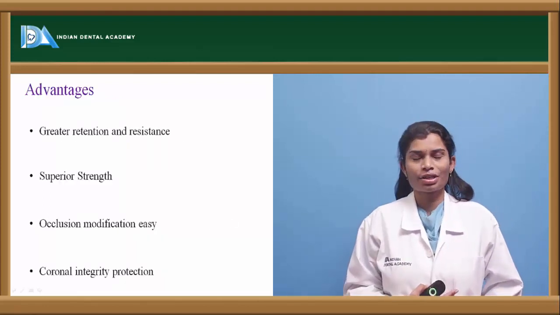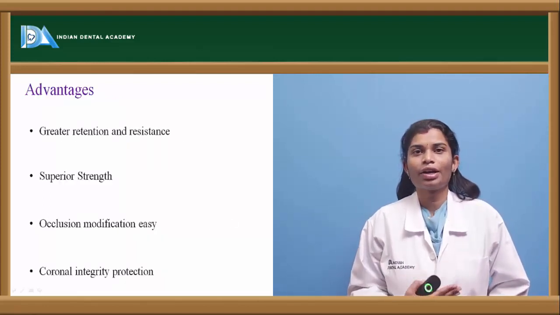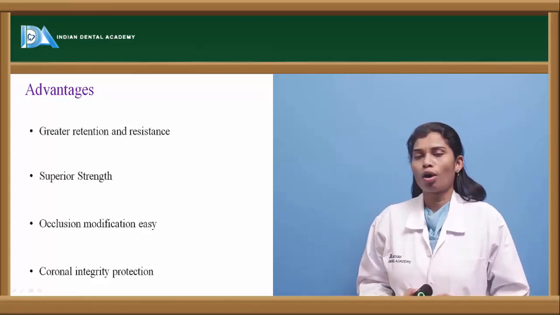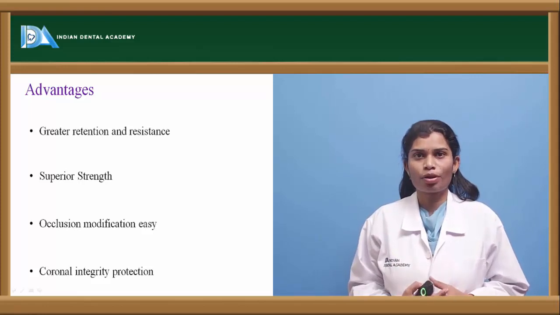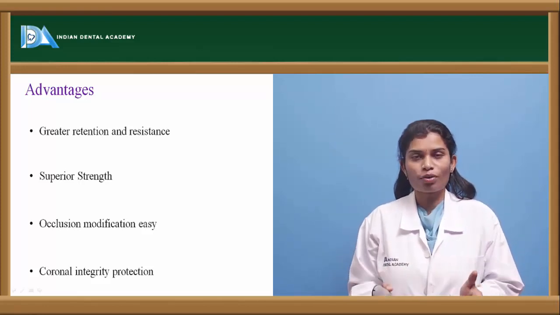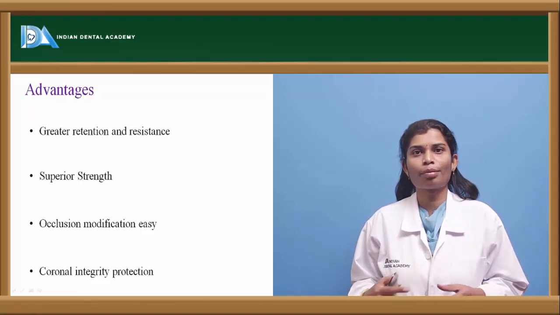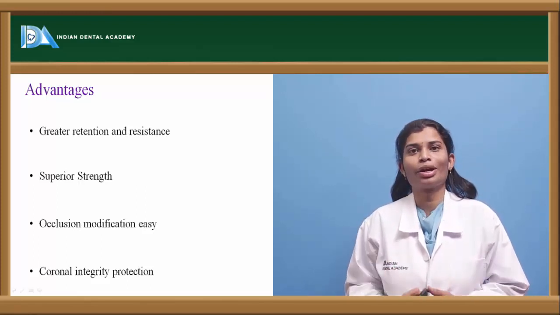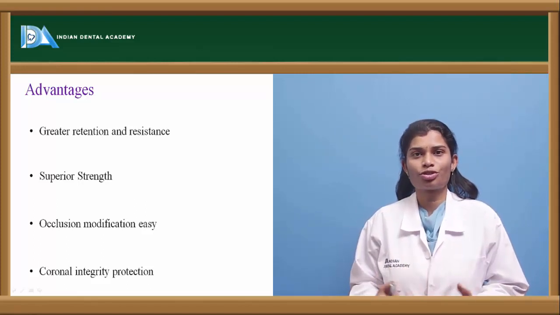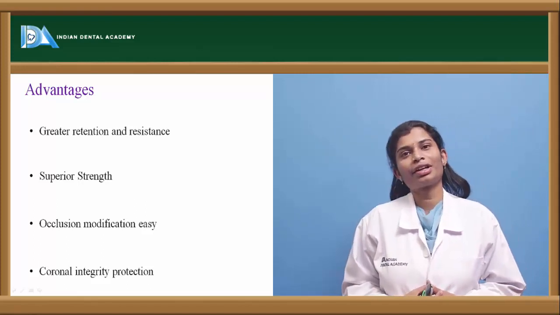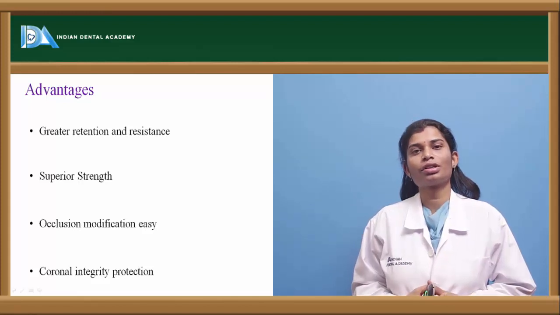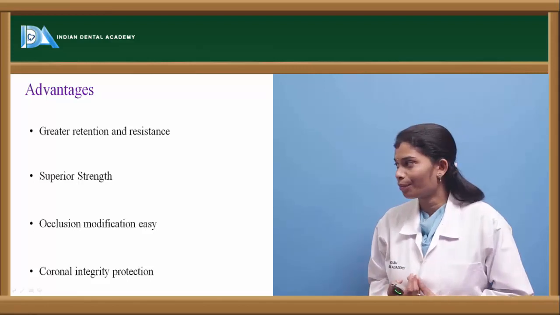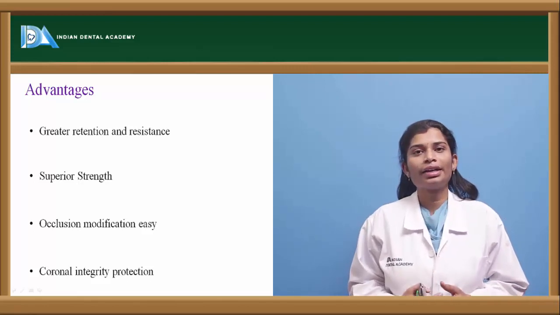Coming to the advantages. As it has total coverage, it will increase the bonding surface, hence improved resistance and retention form. Also, it has superior strength because it is surrounding the tooth on all the surfaces. Also, the amount of reduction that you do will lead to a duplication of the amount of metal you get in it. So, the more the metal, the more the strength. And occlusal modification can be done very easily, as you will be reducing the whole tooth structure. You can even change the occlusal scheme you have, and also coronal integrity can be maintained.